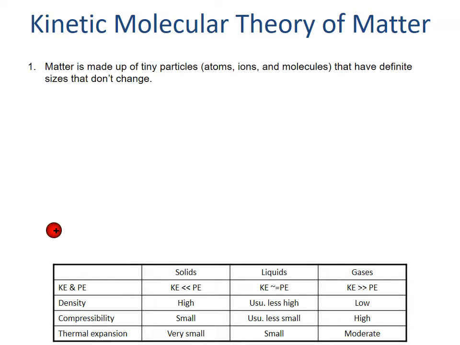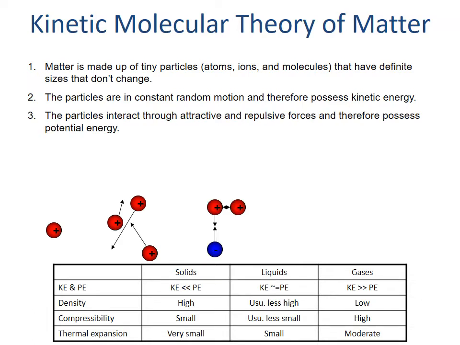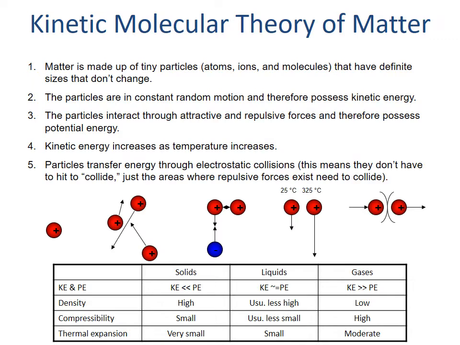1. That matter is made up of tiny particles, atoms, ions, and molecules that have definite sizes that don't change. 2. The particles are in constant random motion and therefore possess kinetic energy. 3. The particles interact through attractive and repulsive forces and therefore possess potential energy. 4. Kinetic energy increases as temperature increases. And 5. Particles transfer energy through electrostatic collisions.